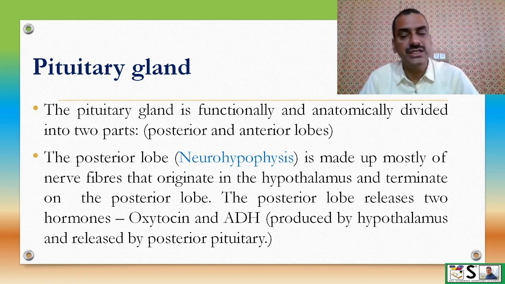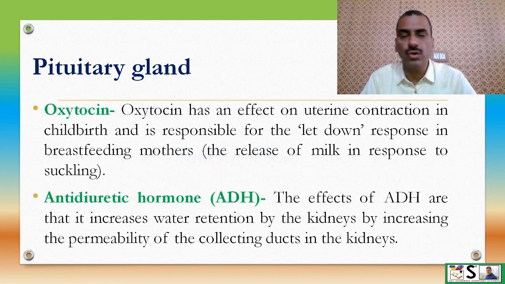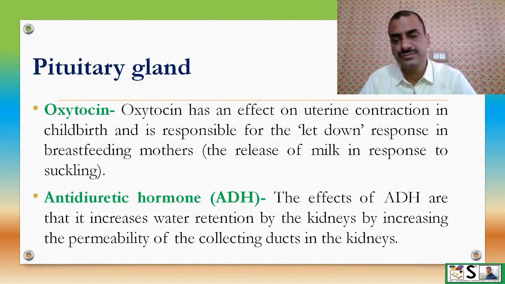The posterior lobe releases two hormones, oxytocin and ADH. These hormones are produced by hypothalamus but released by posterior pituitary. Oxytocin. Oxytocin has an effect on uterine contraction in the childbirth process and is responsible for letdown response in breastfeeding mothers when the milk is secreted in response to suckling of the baby.